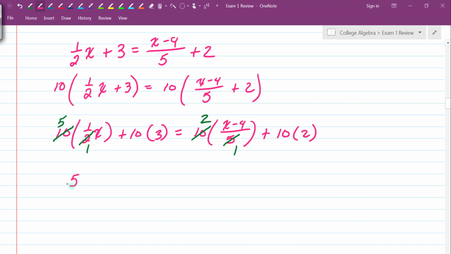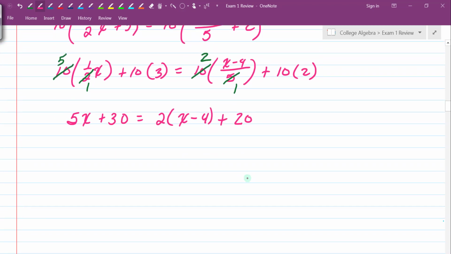So now I have left 5x. 10 multiplied by 3 is going to be plus 30. 2 multiplied then by the numerator, which is x minus 4. And then plus 10 multiplied by 2, which is 20.